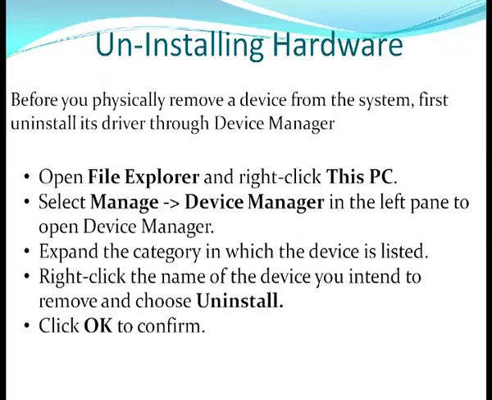To uninstall, again, open the file explorer, go to the this PC folder, and select manage device driver option. Choose the category where the device is listed, whether it is a printer or a scanner or a camera or an SD card, whatever you have. Right click on the name of the device that you want to remove and then choose uninstall. It will ask for the confirmation whether you really want to uninstall the device. If you say okay, it will start the uninstallation process. And once it is over, it gives you the message also that the uninstallation process is complete and the device is no longer available along with your computer. So this is what is about uninstalling the hardware that is attached to your computer.